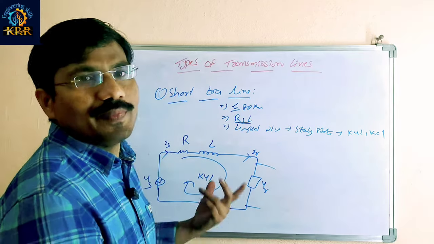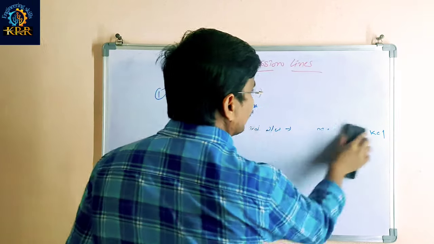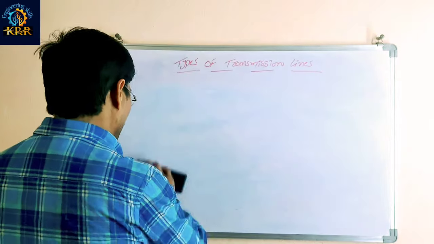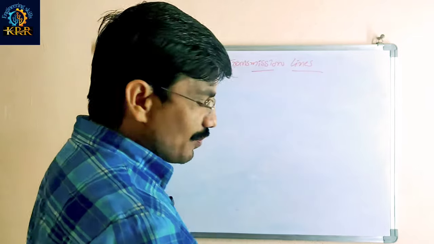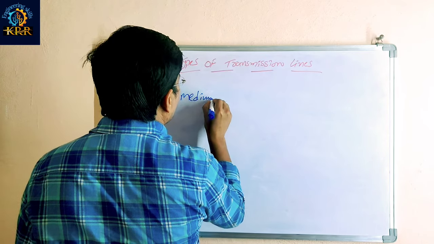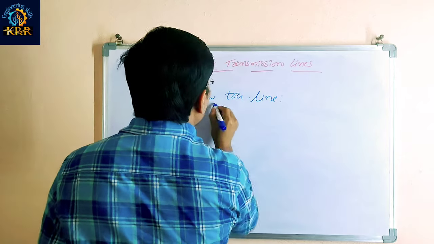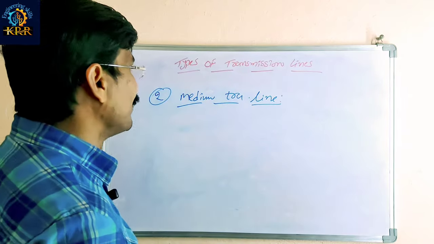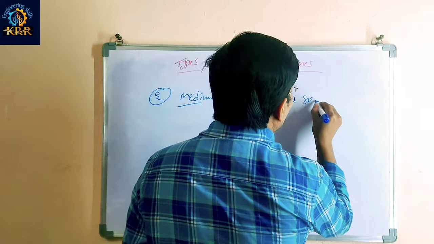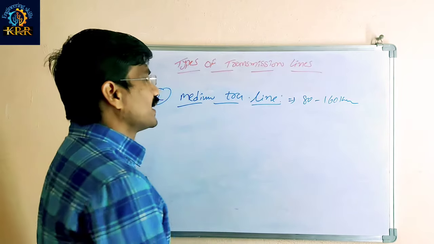Next, we go for the medium transmission lines. Second one is the medium transmission lines. In these medium transmission lines, the length is 80 to 160 kilometers.